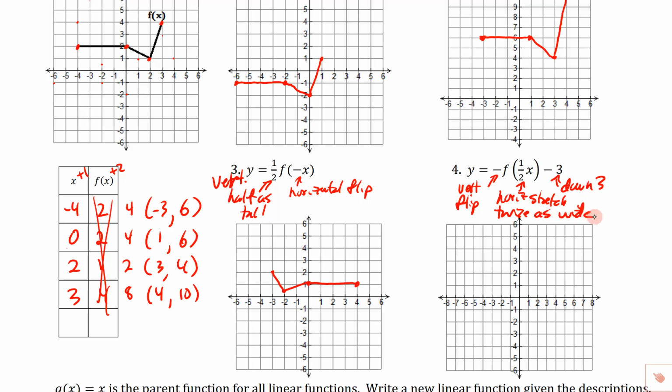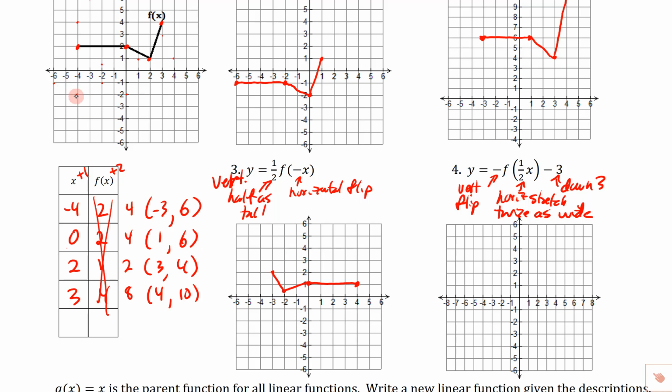So let's do this piece by piece. So we need to take this and we need to do a vertical flip. So we're going to flip it upside down and we're going to make it twice as wide. Then we're going to move it down 3. Lots of stuff to keep track of here. So first thing we're going to do is we're going to do a vertical flip. So this point right here would come down here. Then we're going to make it twice as wide.